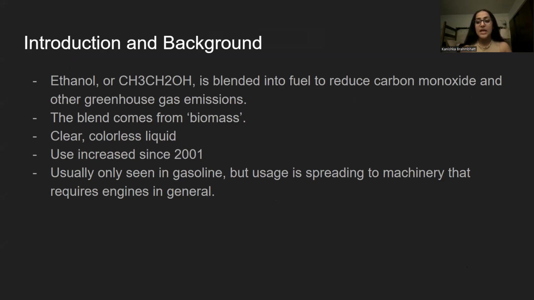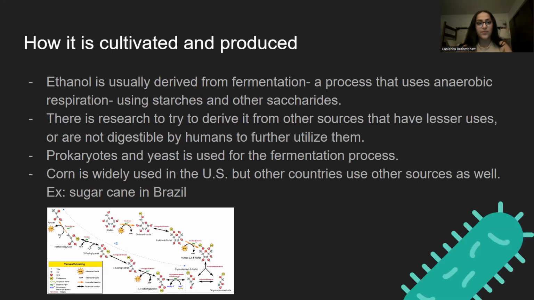reduce carbon emissions, and it is derived from biomass, which is usually starches or other saccharides. It was popularly introduced in 2001, but the use has almost skyrocketed since then, so it's very popular. And while the usage is mostly seen in gasoline, and that's what I will be focusing on, it is used in many types of machinery that require engines in general.